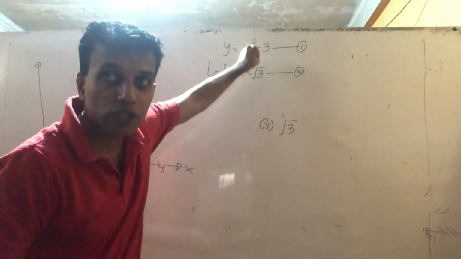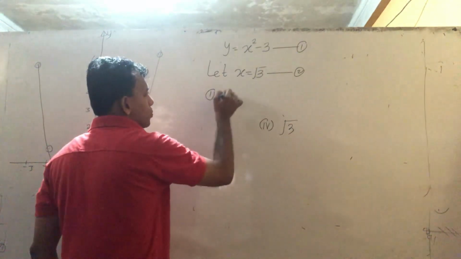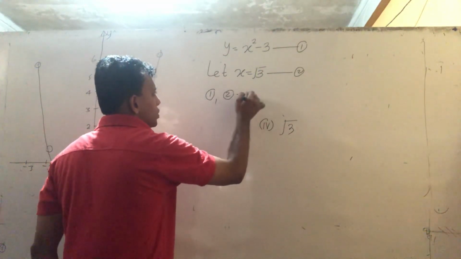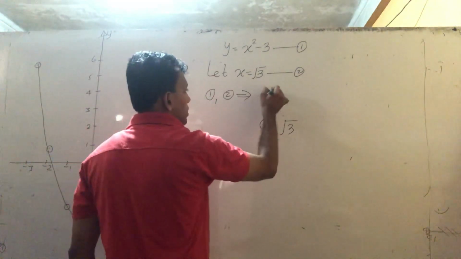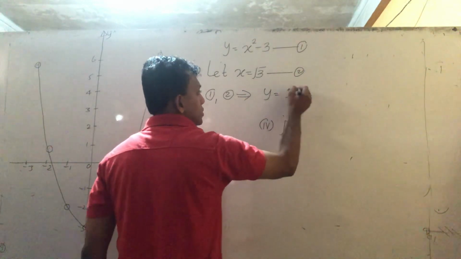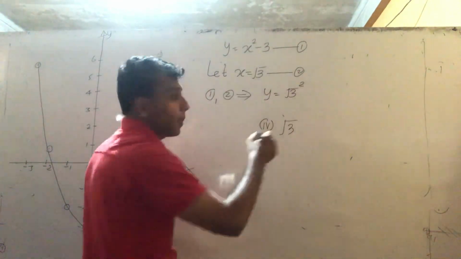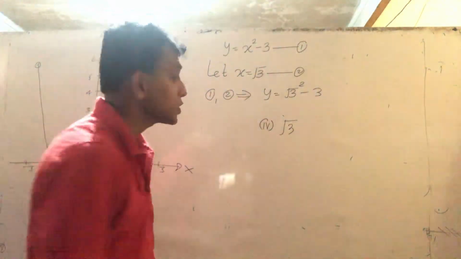Substitute x equals root 3, then x square vanishes. That is 1, 2. 1, 2 gives you what? Y equals, put x equals root 3, yeah? Put root 3 square minus 3. Okay, now what is the answer of that?